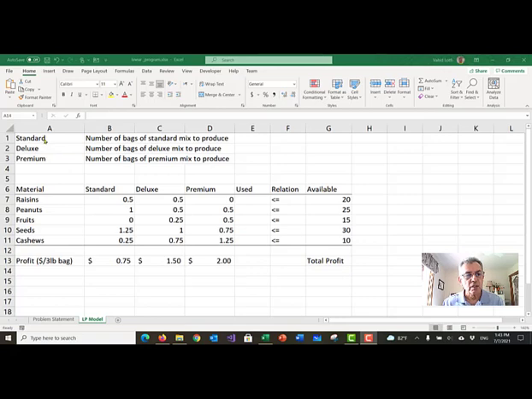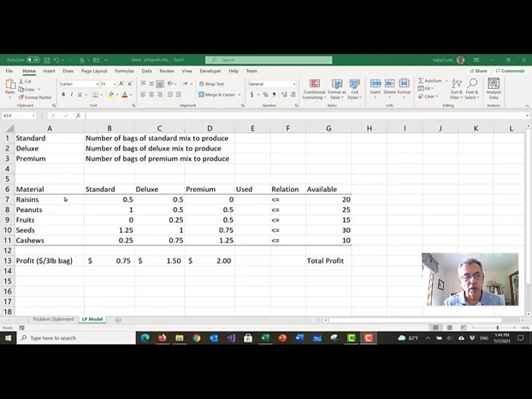First, we define our 3 decision variables, standard, deluxe, and premium. And they are number of bags of standard mix to produce, of course that's the 3-pound bag, number of bags of deluxe mix to produce, number of bags of premium mix to produce. You could alternatively call the decision variables x1, x2, x3, or x, y, and z. It really doesn't make any difference.